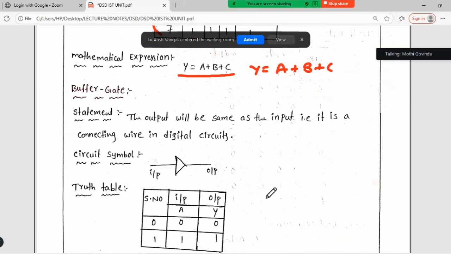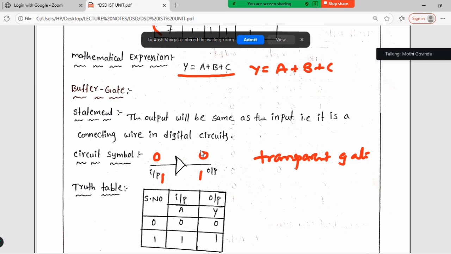Next, we are going to talk about the buffer gate. In a buffer gate, the output will be equal to the input. Whatever input you give, the same appears at the output side. For example, if I give 0 as input, I'll get 0 as output. If I give 1 as input, I get 1 as output. This is also called a transparent gate.